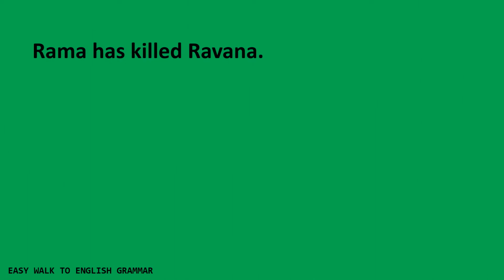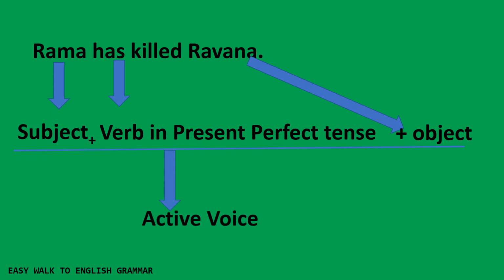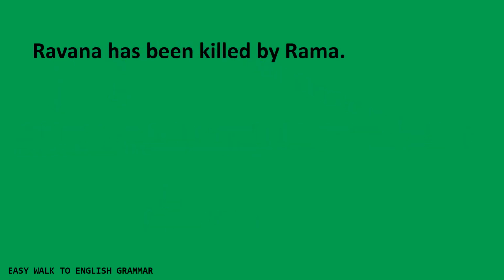Now what we have to deal with is the active voice format of present perfect tense. The sentence here is Rama has killed Ravana. Rama is once again our subject. Has killed is the verb in present perfect tense, and Ravana is the object. This is the active voice format of present perfect tense. What is the passive voice format of present perfect tense?